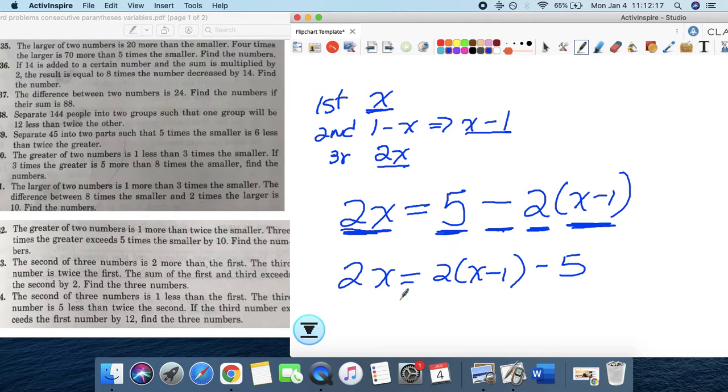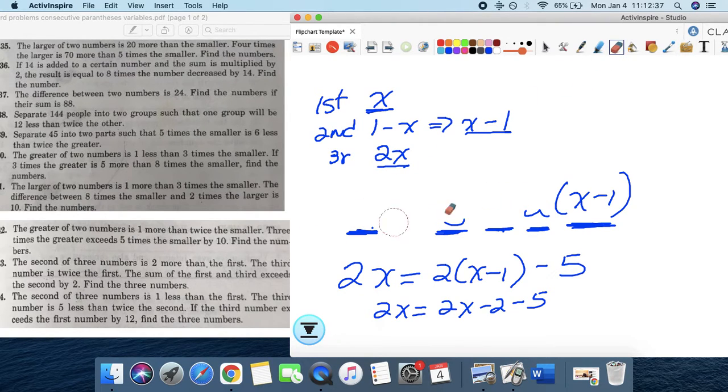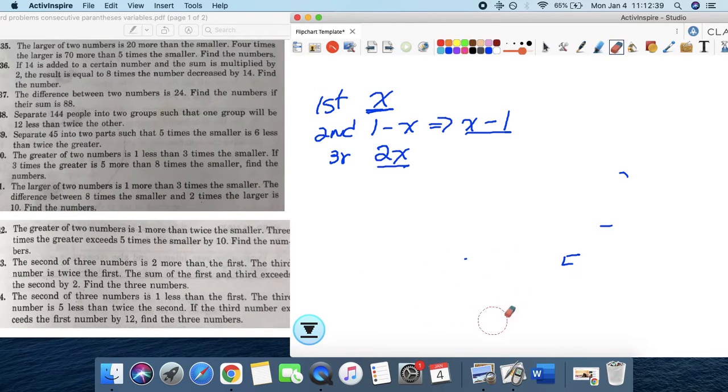Okay, so now we have to do the distributive property. 2x minus 2 minus 5. Wait. Sorry, I'm doing the wrong problem. I'm doing 33. So, right, let me just go back here, guys. My apologies. I set up the wrong one. So, first of 3 numbers is 1 less than the second, than the first. That's okay. X minus 1. The third number is 5. I'm sorry. Let me start again.